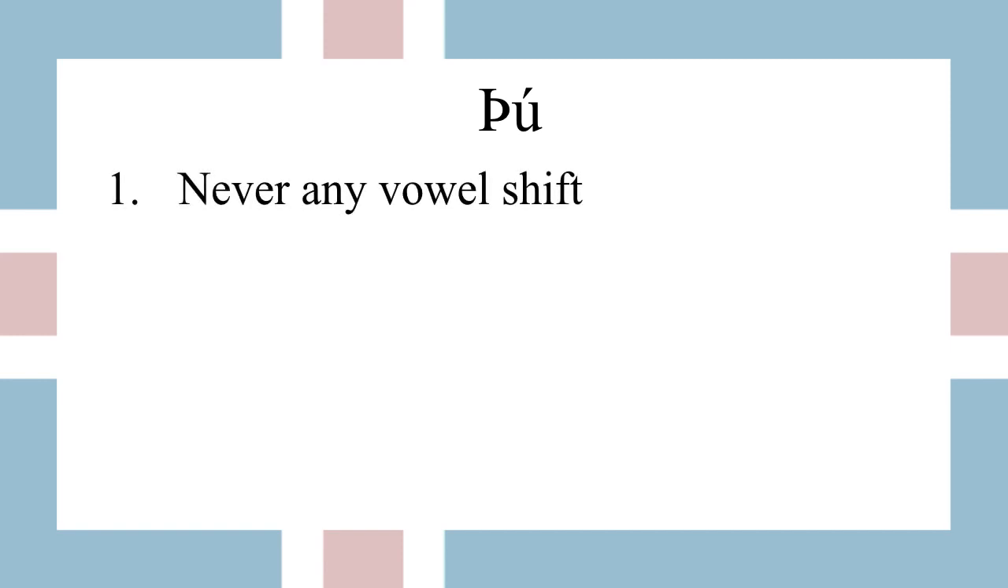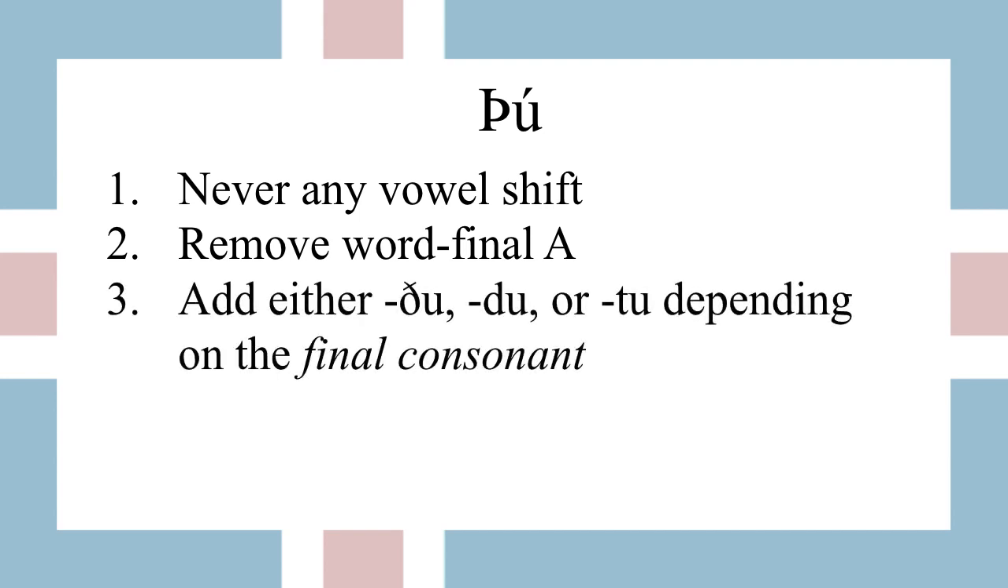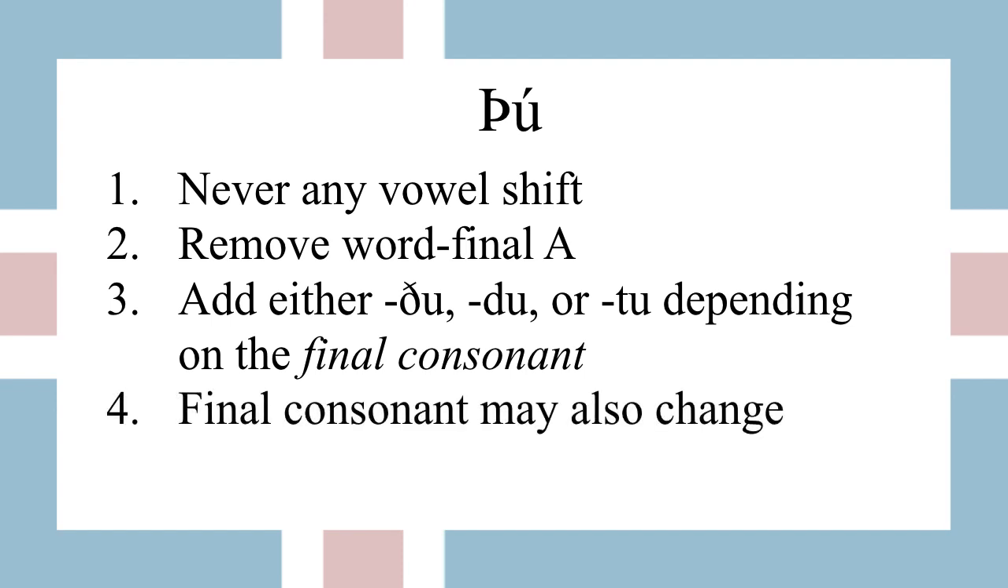All right, let's move on to the þú form of the imperative, which is always a little bit trickier. Now here are the rules. There's never any vowel shift. We first remove the word final a, and then we add either eðu, dú, or tú, depending on the final consonant in the verb, the infinitive of the verb. And we also need to note that the final consonant may also change. So let's talk about the final consonant, what that means.